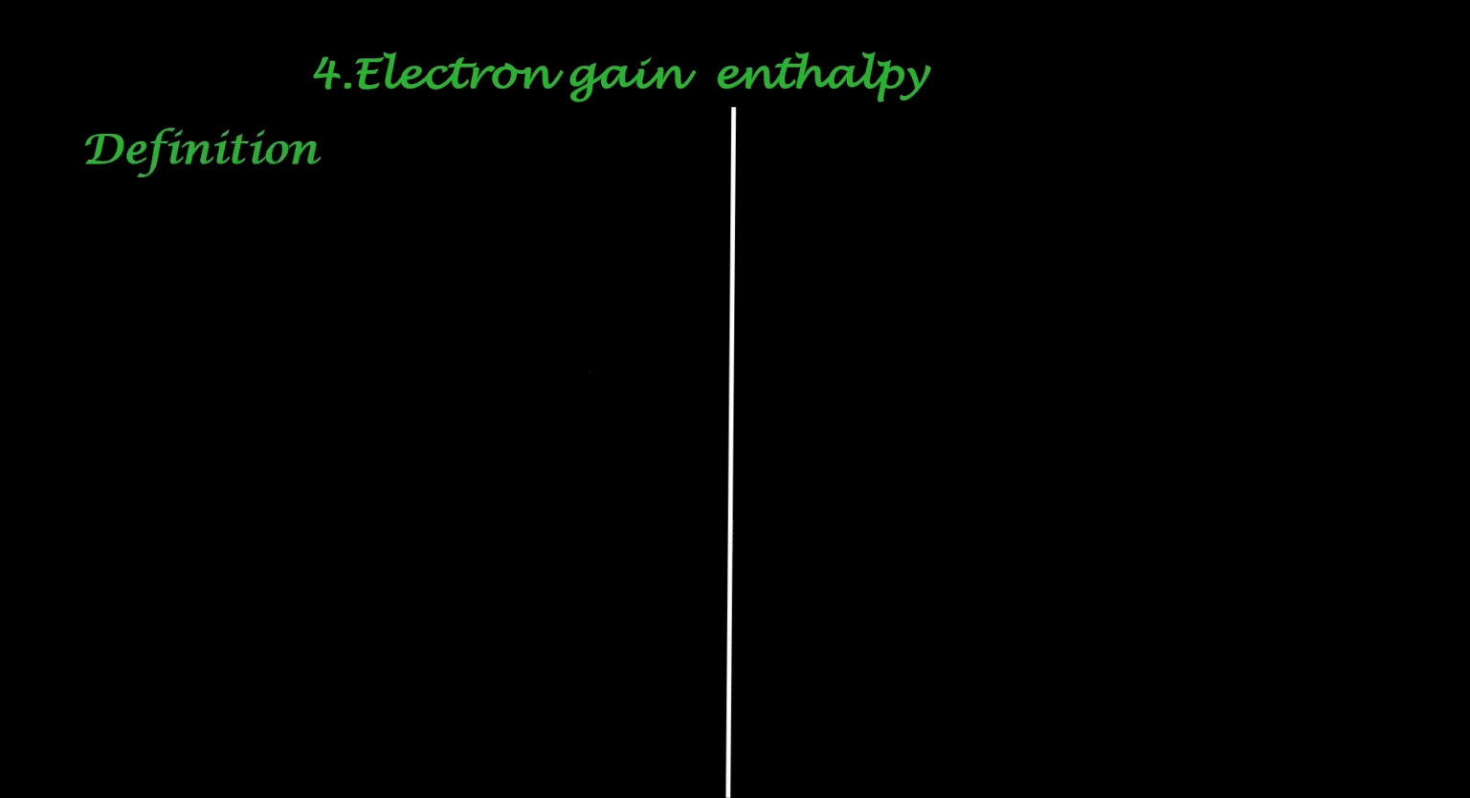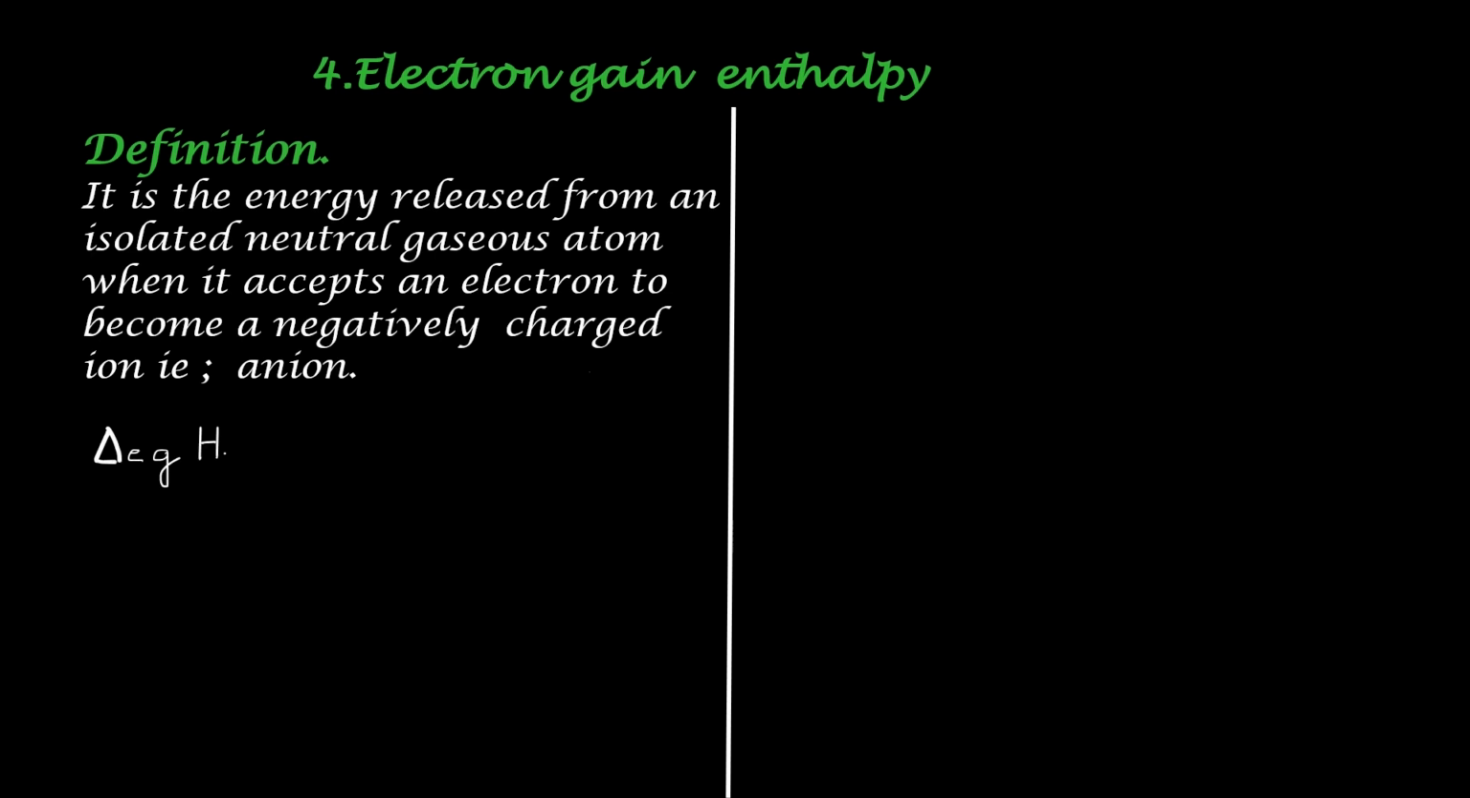We will first define electron gain enthalpy. It is much the same way as we defined ionization enthalpy. It is the energy released from an isolated neutral gaseous atom when it accepts an electron to become a negatively charged ion, that is anion, also in the gaseous state. It is represented as delta EGH.